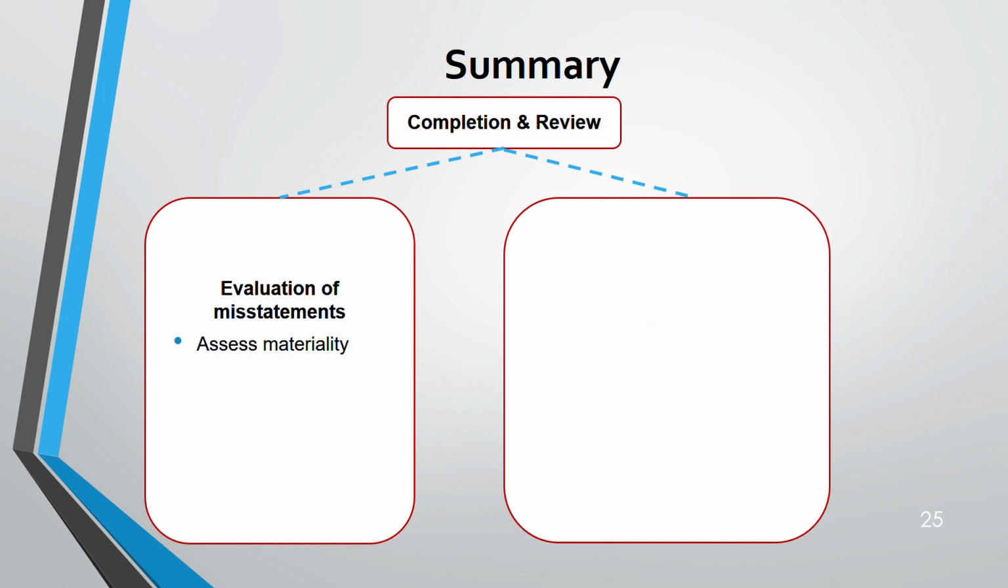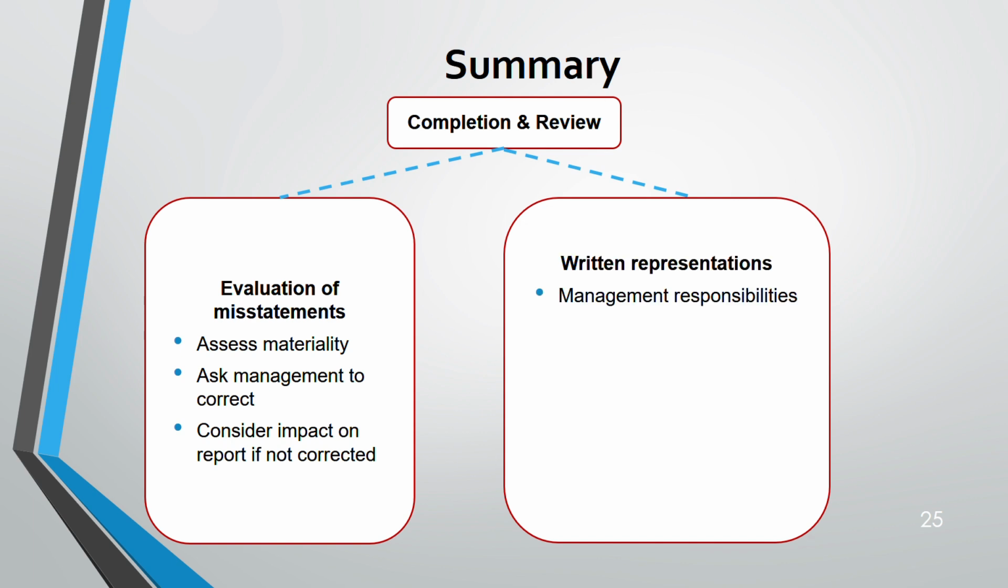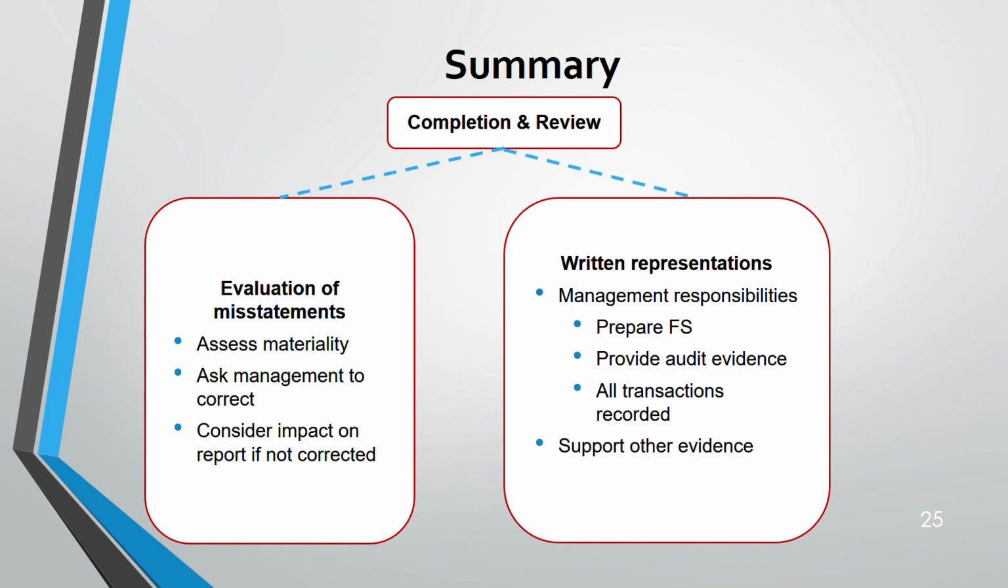Then we went through evaluation of misstatement to assess materiality. Okay, ask management to correct, consider the impact if not corrected, and written representation. It is the management's responsibility, okay, to prepare financial statements, provide audit evidence, all recorded transactions, support other evidence. Remember, written representation should be used along with other evidence if you want to bring a more meaningful conclusion. Okay, and required by other auditing standards. We have seen that list, right? For fraud, for misstatement, for going concern. So that's it. Now we'll be doing questions.